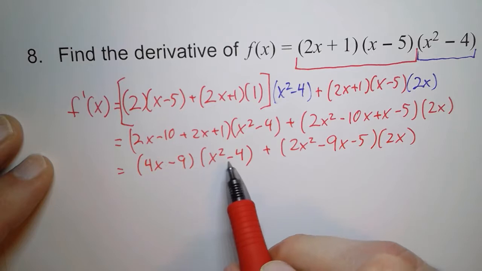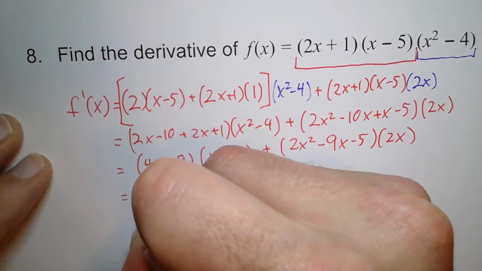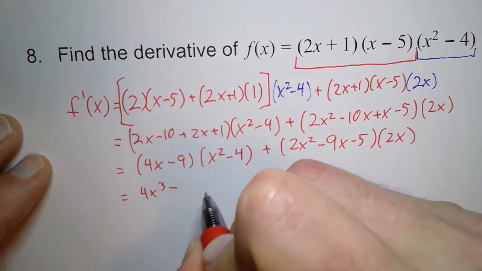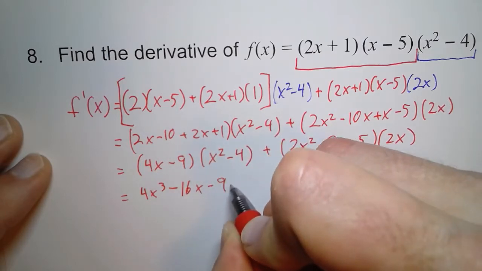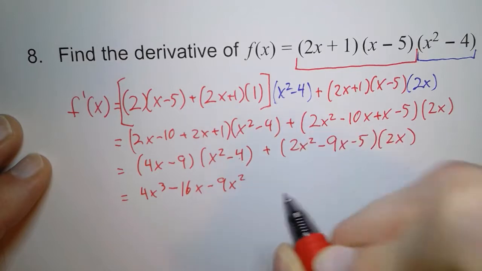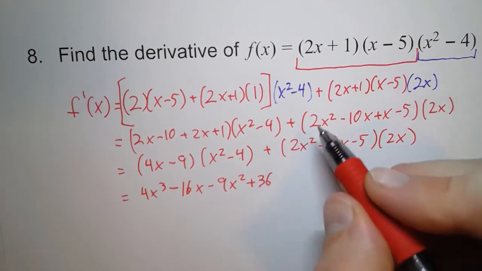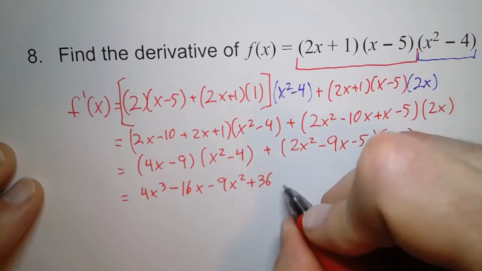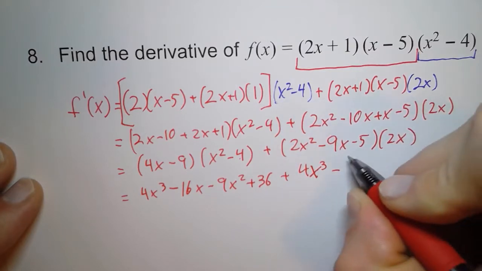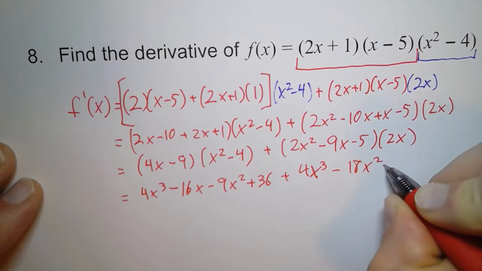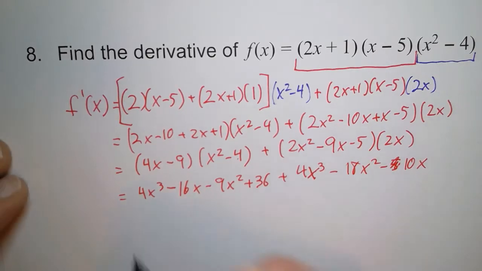So now we'll expand these two. So 4x times x squared is 4x cubed. 4x times negative 4 is negative 16x. Negative 9 times x squared is negative 9x squared. And negative 9 times negative 4 is positive 36. Now I have to multiply each one of these by 2x. So 4x cubed minus 18x squared minus, not 5, 10x.